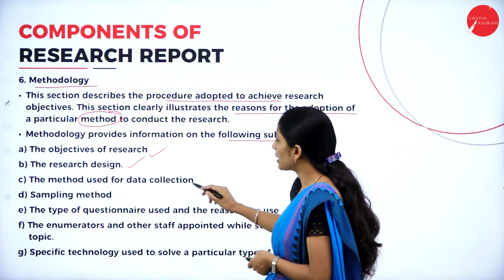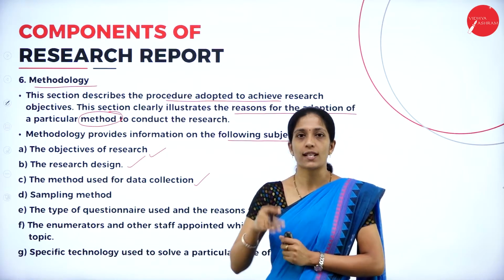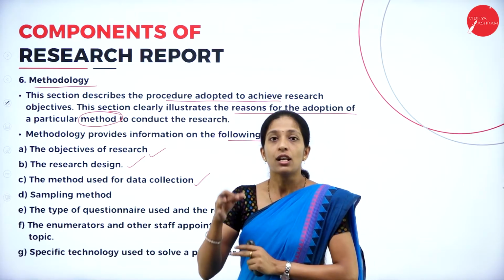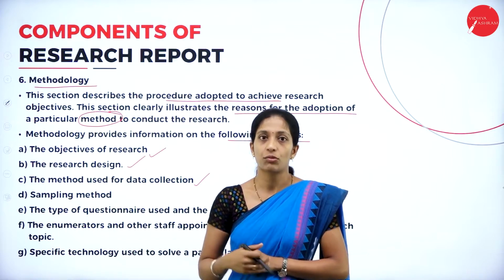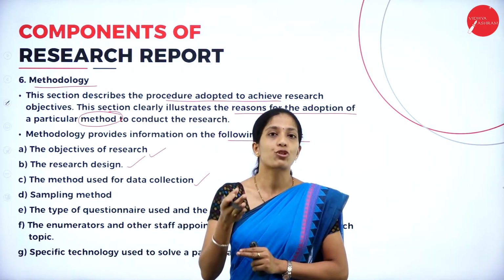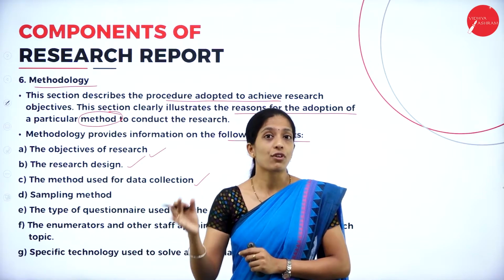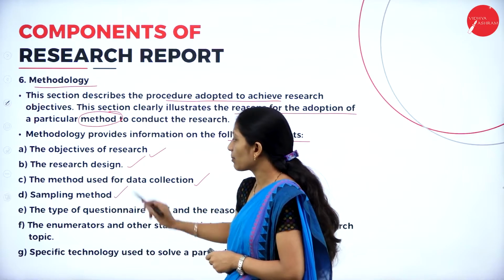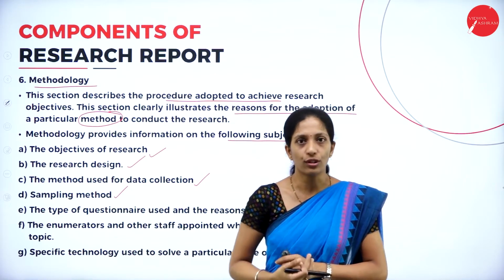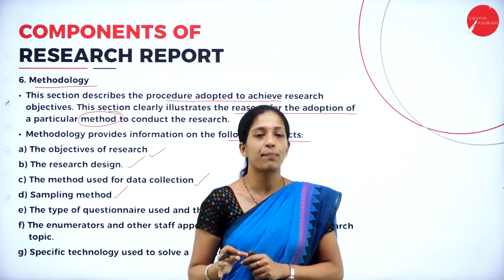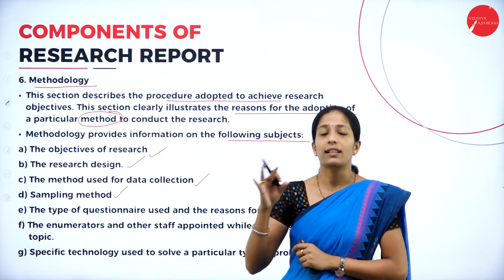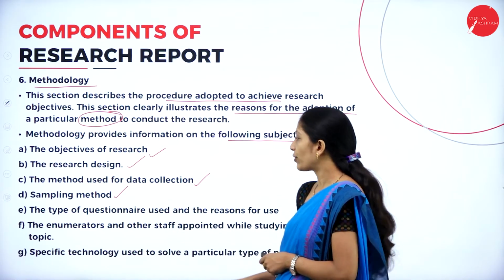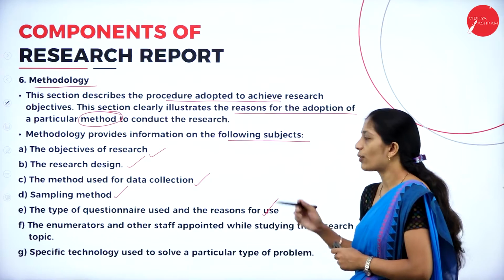And the next one is the method used for data collection. Whether they are going for primary data collection or secondary data collection. If so, from whom they have to collect, why they have chosen primary data collection, and why they have not chosen secondary data. Those reasons will also be there. Next, sampling method. What type of sampling are they going to follow, whether cluster sampling or simple sampling method? There are various types of sampling methods that we have discussed, and the type of questionnaire used and the reasons for use.